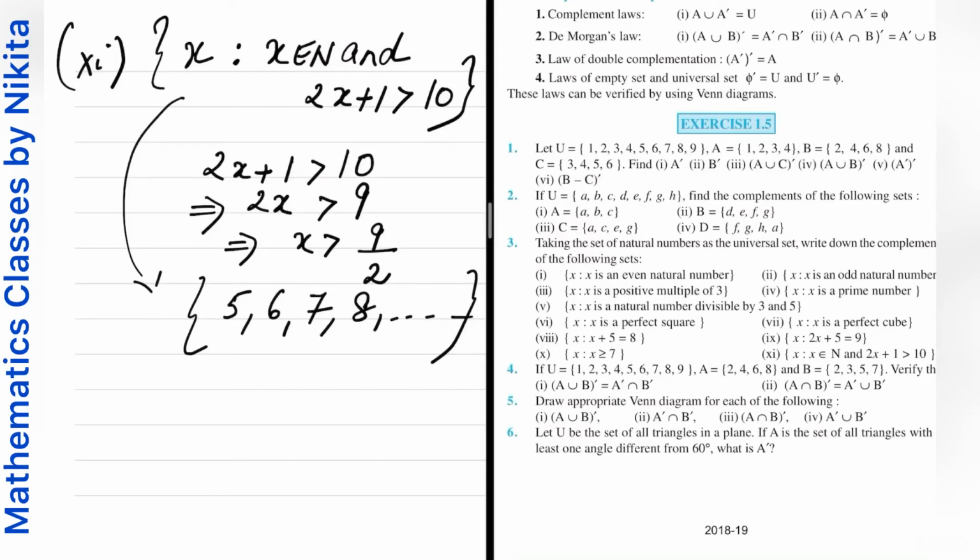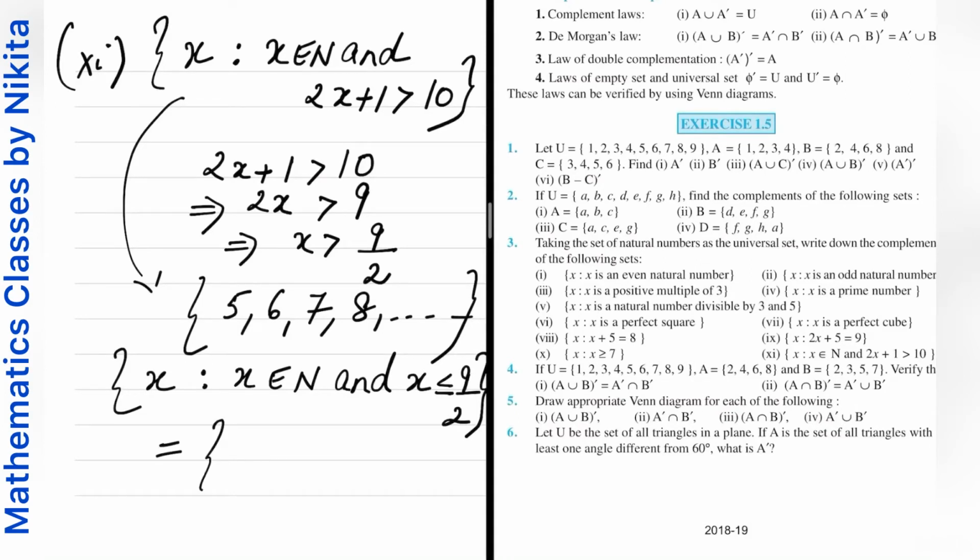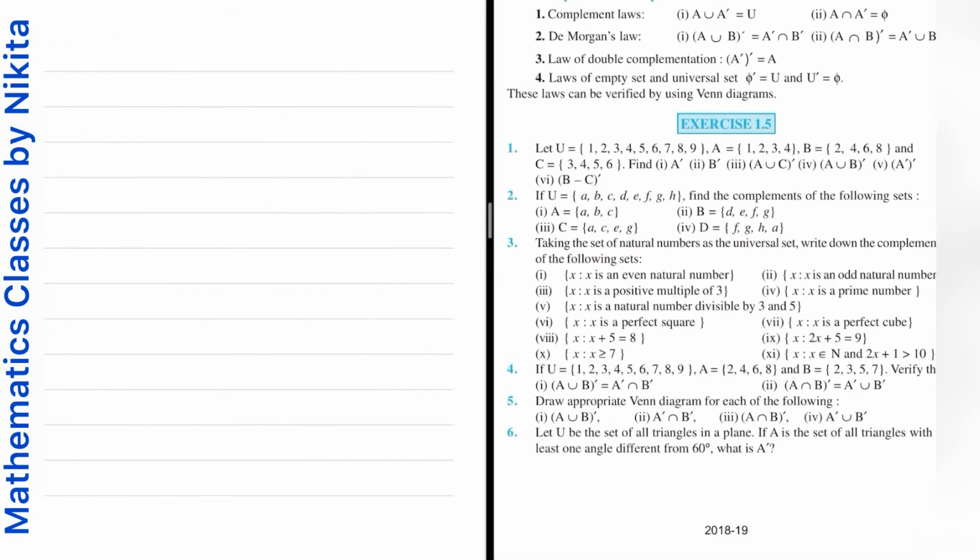तो इसका कॉम्प्लीमेंट क्या हो जाएगा इन सेट बिल्डर फॉर्म ऑल दोज एक्स सच दैट एक्स बिलोंग्स टू n and x is less than or equal to 9/2. So that means this set is nothing but 1, 2, 3, 4. So this is the set. Okay. So I have given you the whole explanation. Hope you understand. Now let's see the next question.